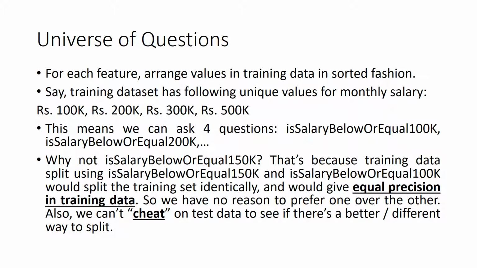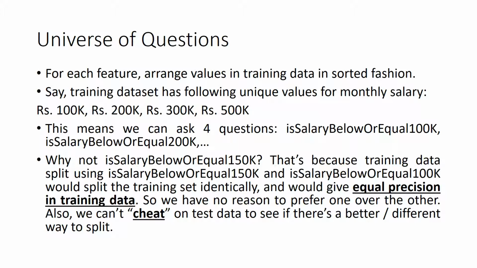However, their test performance would differ. But I don't have a way to know how much their test performance will differ at training time. At training time, I'm not allowed to cheat. I'm not allowed to look at the test data set. So I have no way of knowing whether 150K is actually going to work better on the test data set than 100K or 125K or things of that sort. Which is why we don't need to consider any other value. All we need to consider are the values that I actually see in the training data set.